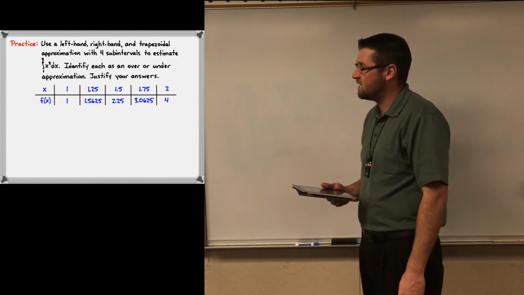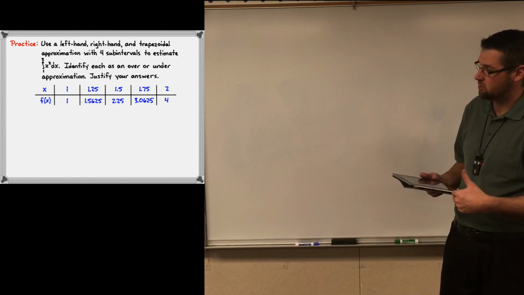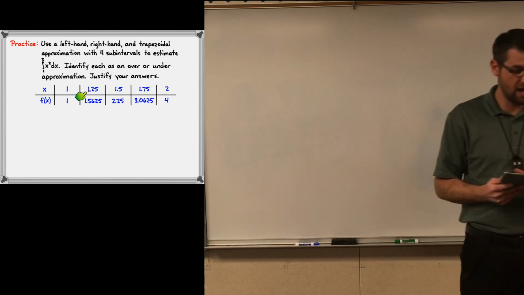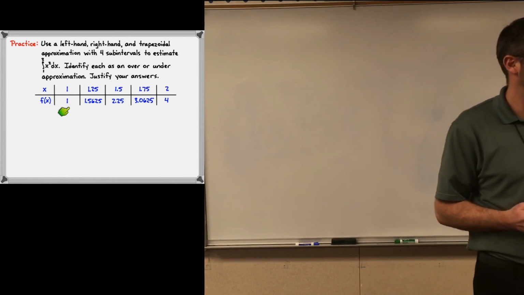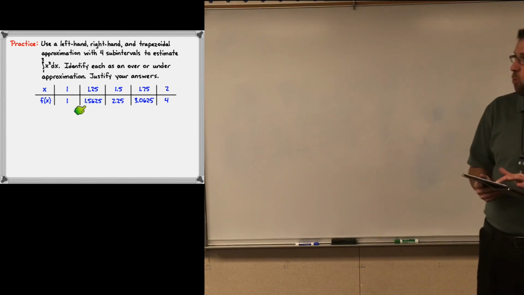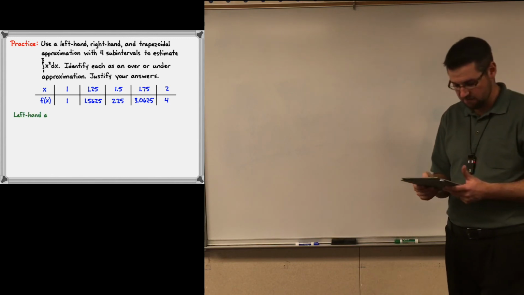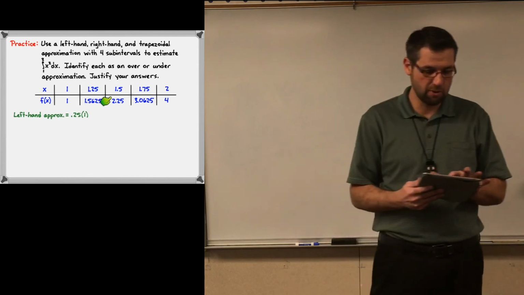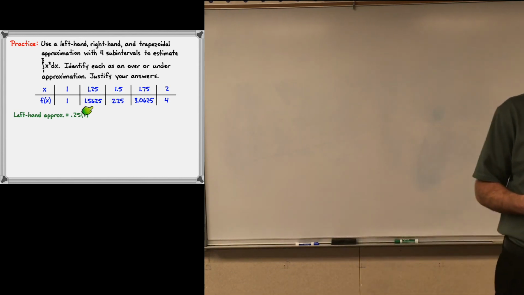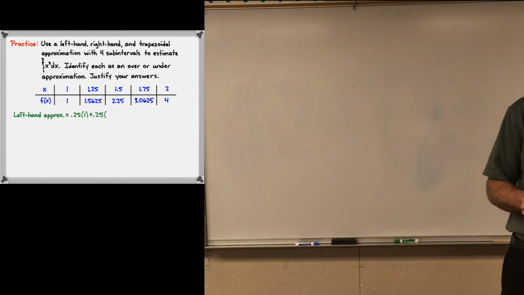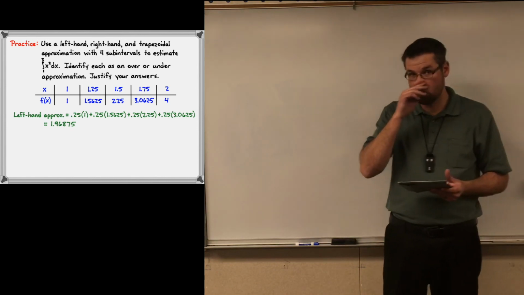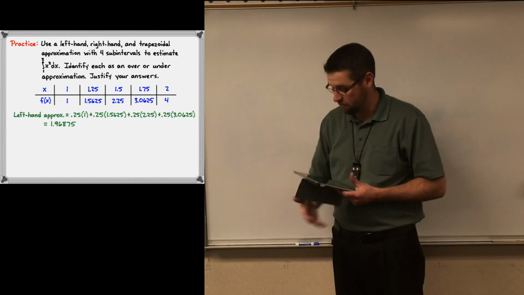If I want a left-hand approximation, how wide is the first rectangle? 0.25. How tall is the first rectangle? We're doing a left hand. 1. So it would be 0.25 times 1, right? Plus, how wide is the second one? 0.25. Times 1.5, and so on. Which one am I going to ignore at the end? The 4, okay? You get that. Hold on. For a right hand, which one am I going to ignore? The 1, and I'm going to add in the 4, right?